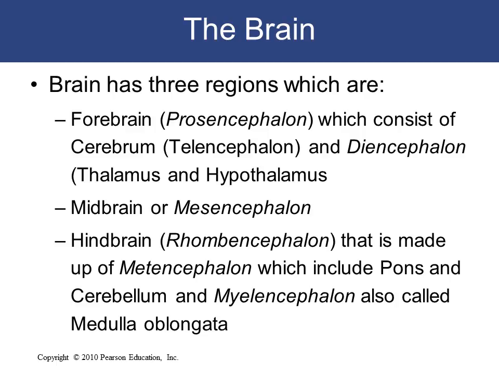And based on their embryological origin, the forebrain, also known as the prosencephalon, consists of the cerebrum (in bracket, telencephalon) and the diencephalon (in bracket, thalamus and hypothalamus). The midbrain is also known as the mesencephalon, and we have the hindbrain, which is the rhombencephalon, made up of the metencephalon, which includes the pons and cerebellum, and the myelencephalon, which is also called the medulla oblongata. So the three regions of the brain are forebrain, midbrain, and hindbrain.